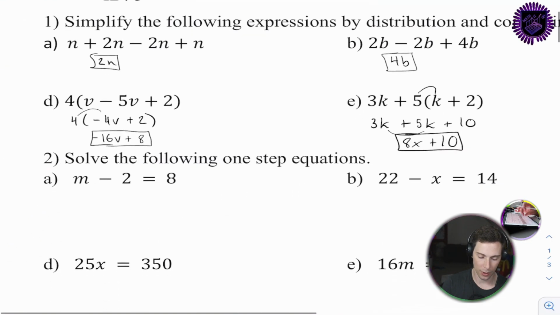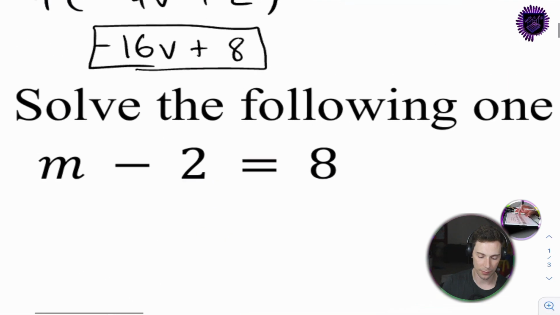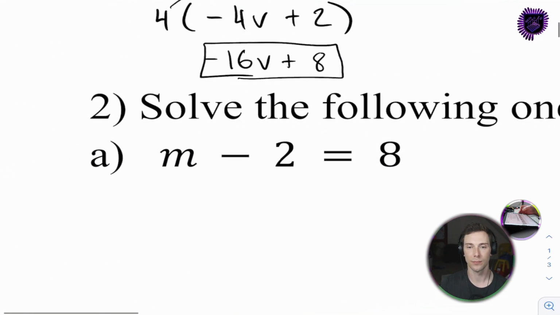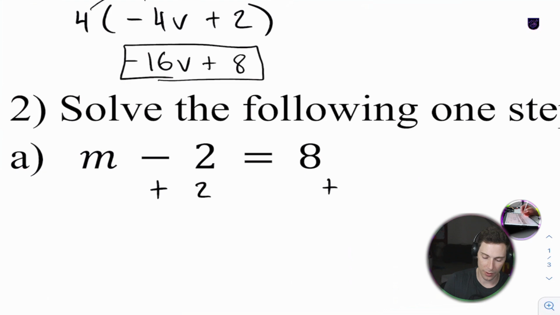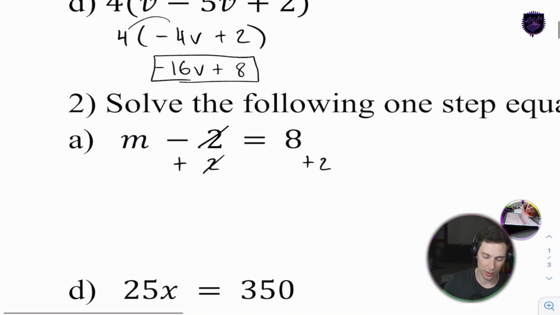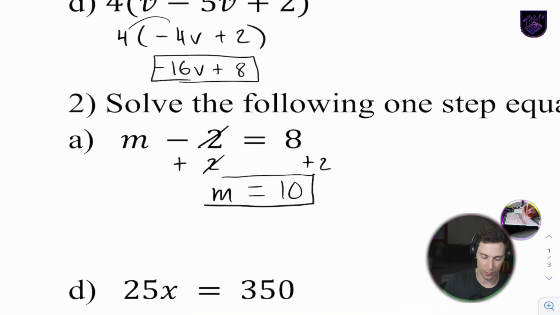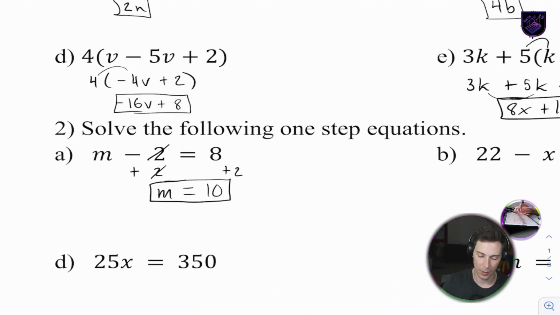Okay, on to some one-step equations. We want to solve by isolating the variable, and again, you might have a more mature way of doing this, but this is showing your work. Plus 2 on each side, plus 2. On this side, they cancel out, leaving us with m is equal to 10. One-step equation. That's why they call it one step.